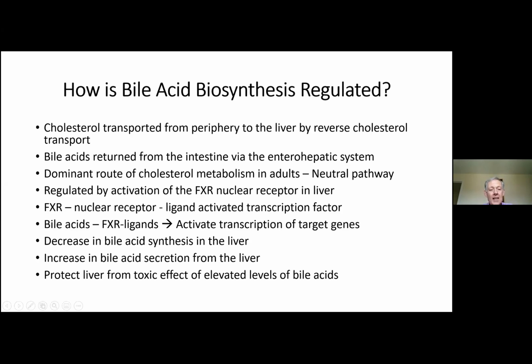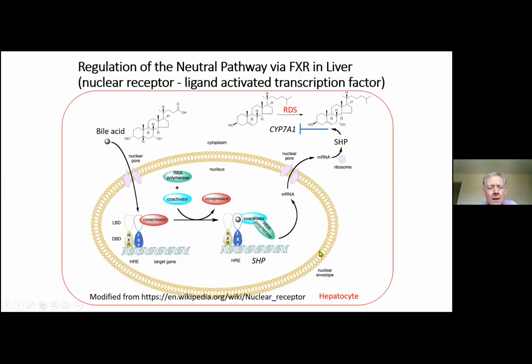So this protects the liver from toxic effects of elevated bile acids. So essentially we've got a negative feedback mechanism here. Elevated levels of bile acids in liver cells will turn off their synthesis and increase their secretion. So I've got a cartoon here describing how the FXR nuclear receptor works in the hepatocyte.